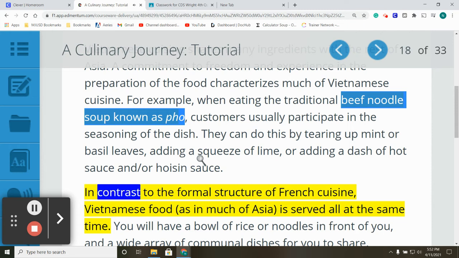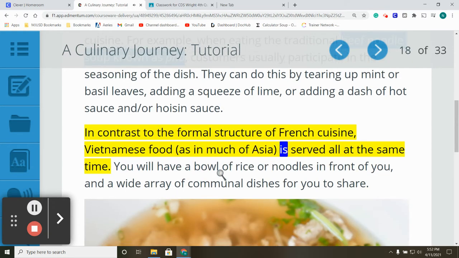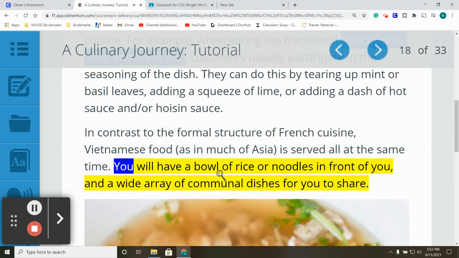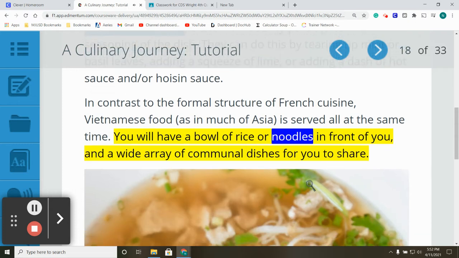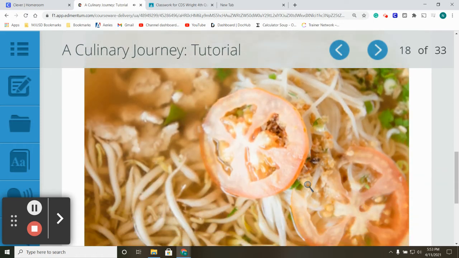In contrast to the formal structure of French cuisine, Vietnamese food, as in much of Asia, is served all at the same time. You will have a bowl of rice or noodles in front of you, and a wide array of communal dishes for you to share. Pho.